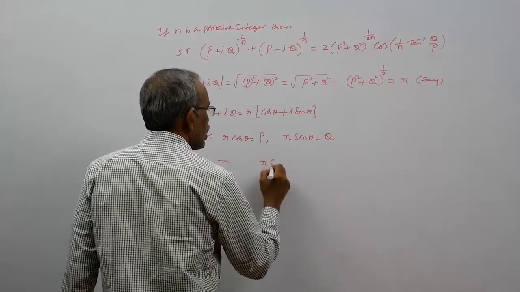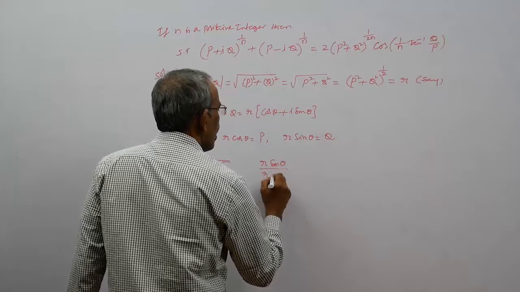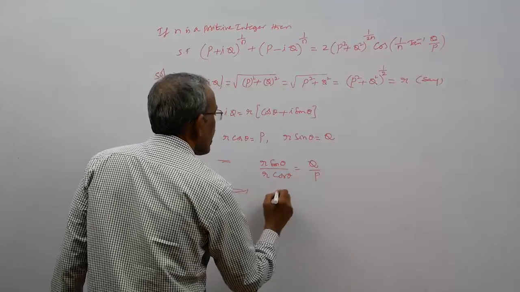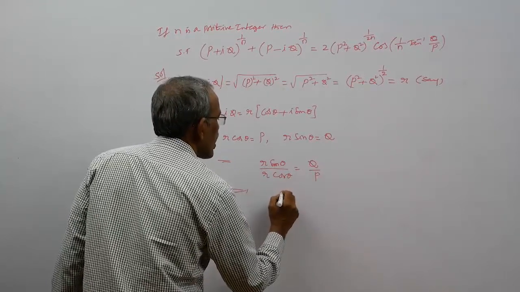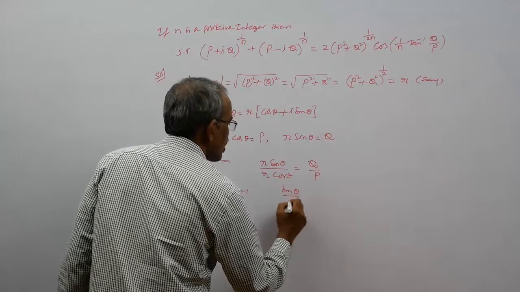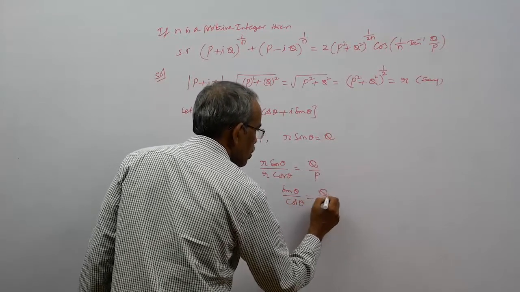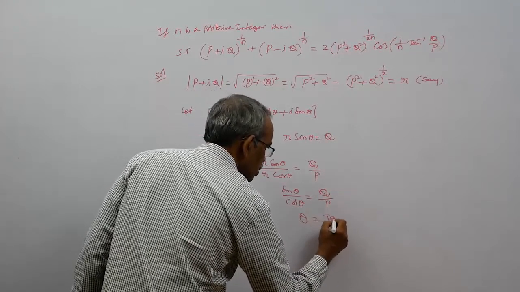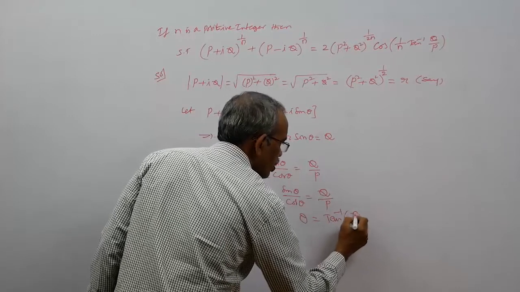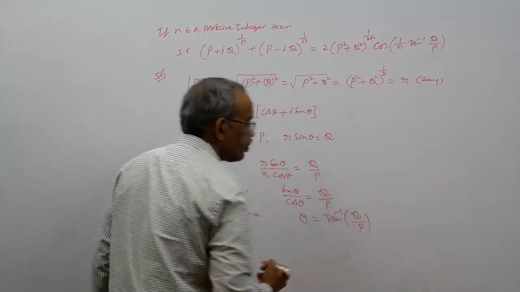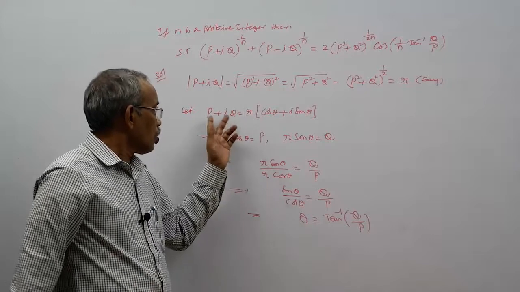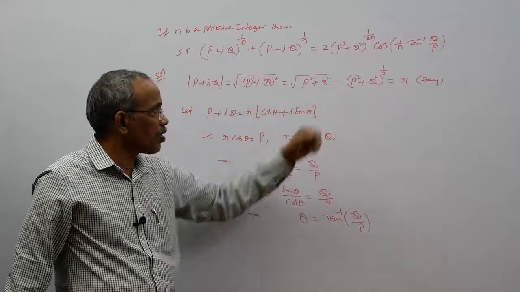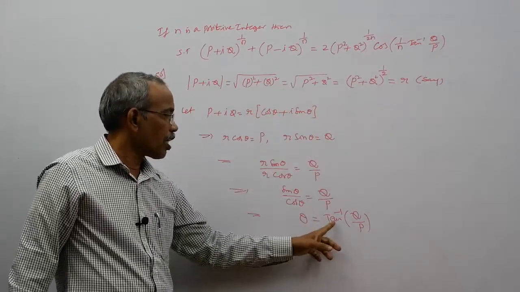That implies r sin theta by r cos theta is equal to q by p. r cancels, we get sin theta by cos theta equal to q by p. That implies theta equals tan inverse of q by p. So p plus iq is equal to r into cos theta plus i sin theta, where r is equal to root of p square plus q square and theta equal to tan inverse of q by p.